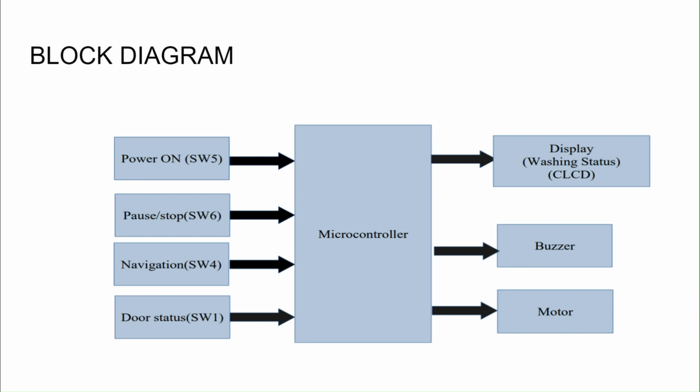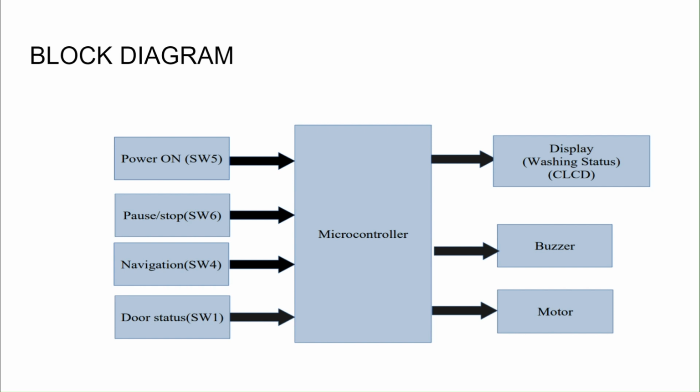Block diagram. This block diagram shows the functional requirements where we make use of 4 switches only. Switch 5 is used for power on. Switch 6 is used for pause or stop. Switch 4 is used for navigation. Navigation is used to navigate the options such as water level or mode of washing. And switch 1 is used for door status in case the door is opened during the operation.